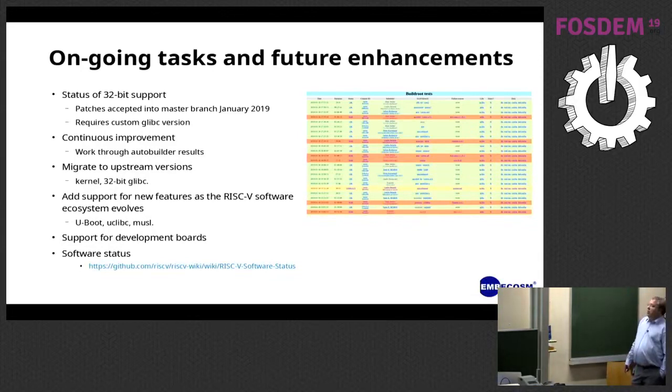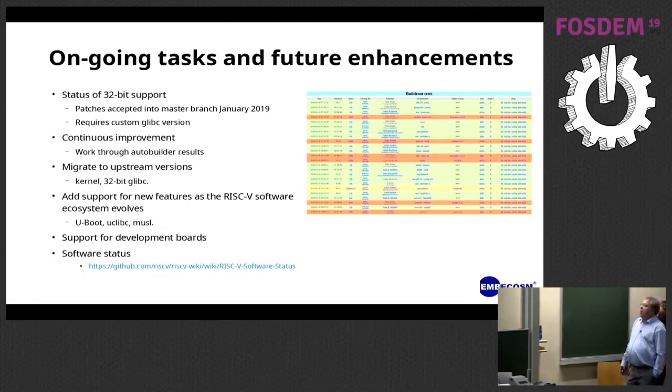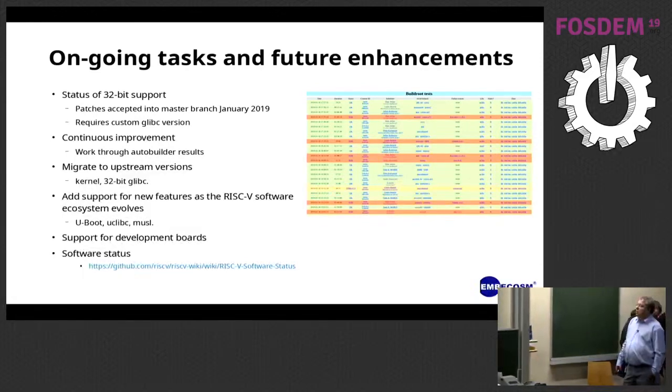There are other features that I'd like to look at adding to Buildroot, especially as the RISC-V ecosystem evolves. I would like to look at U-Boot particularly to get that into a more standard bootloader and add features to that for particular boards. And also as software libraries and other C libraries become available, to add those as well and increase the amount of options available.